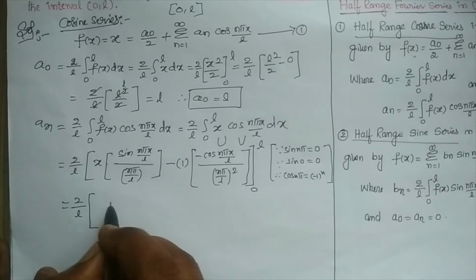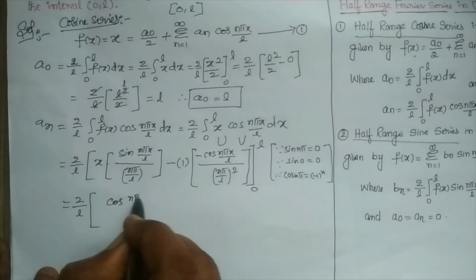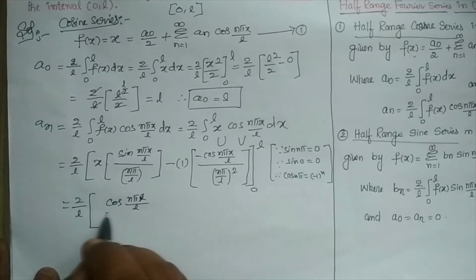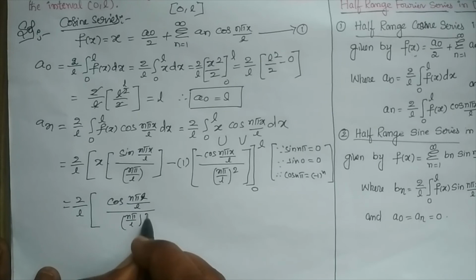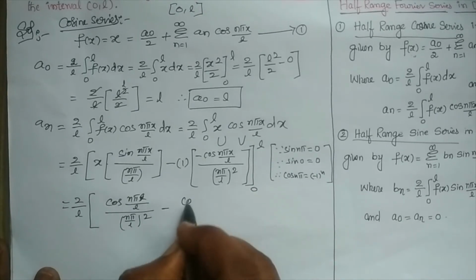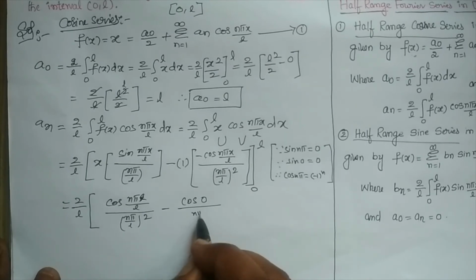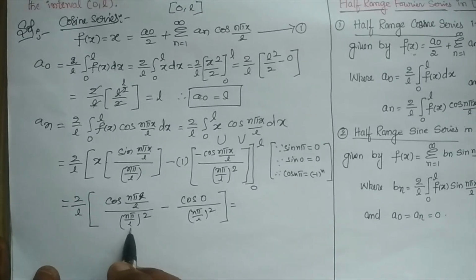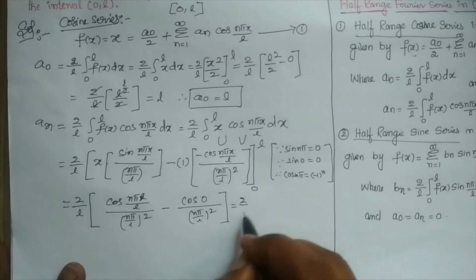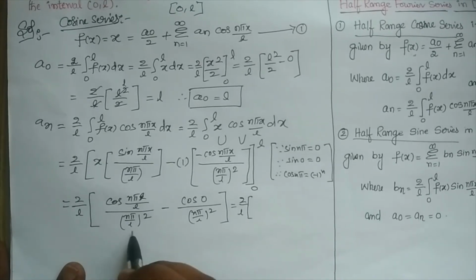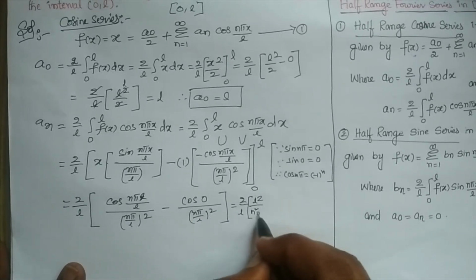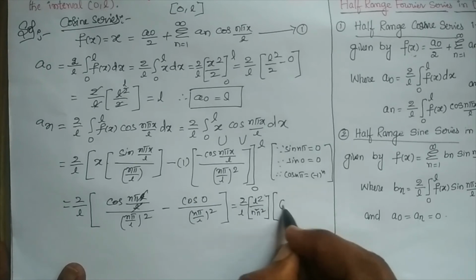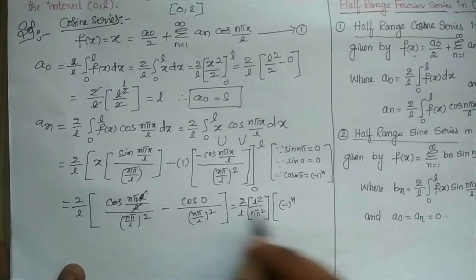So minus into minus gives plus, cos n pi x, where x means L, so cos n pi L by L, divided by n pi by L whole square. This is the first limit, minus cos 0 divided by n pi by L whole square. What is common here? n pi by L whole square is common, 2 by L into, and the n pi by L in the numerator goes to L square by n square pi square. This is common, and cos n pi is minus 1 whole to the power of n, and cos 0 is 1, so minus 1.